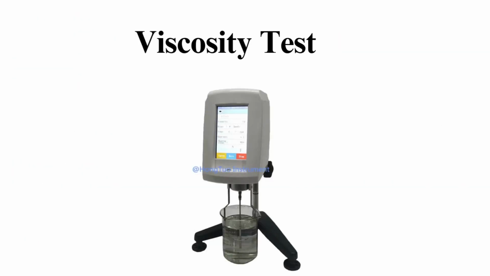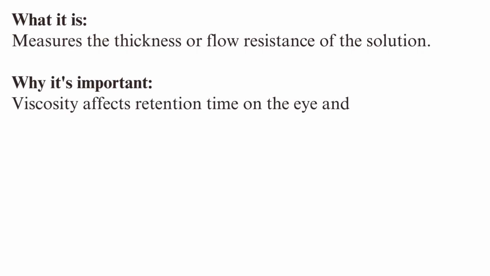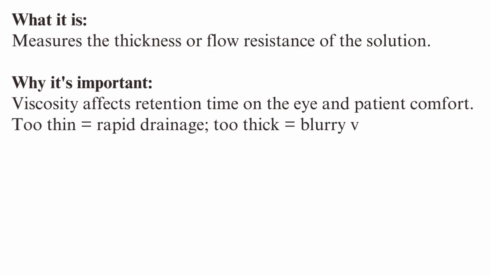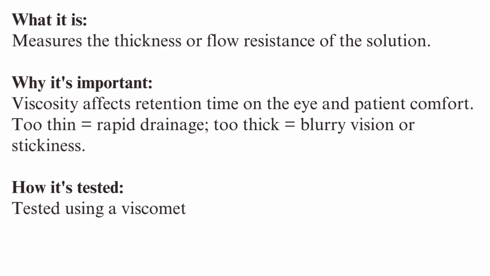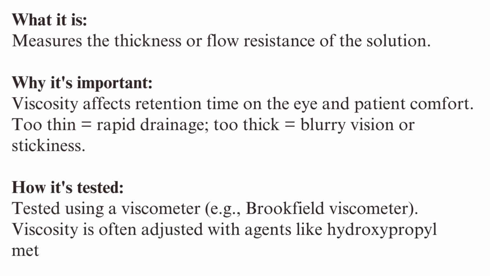5. Viscosity test. What it is: measures the thickness or flow resistance of the solution. Why it's important: viscosity affects retention time on the eye and patient comfort. Too thin equals rapid drainage, too thick equals blurry vision or stickiness. How it's tested: tested using a viscometer. Example, Brookfield viscometer. Viscosity is often adjusted with agents like hydroxypropyl methylcellulose.